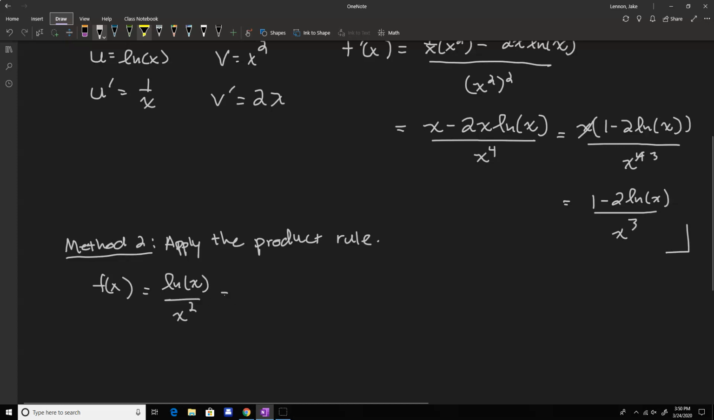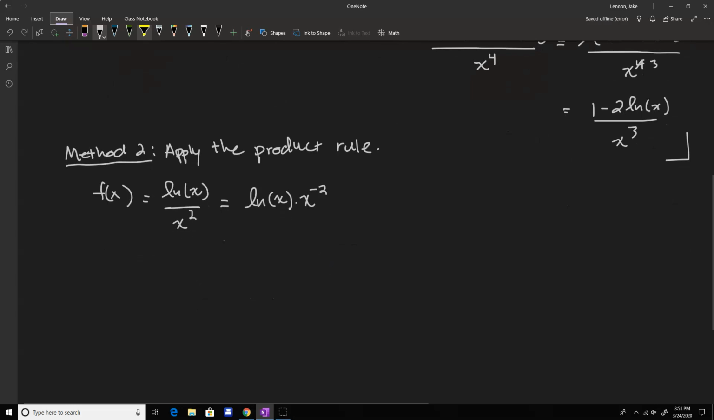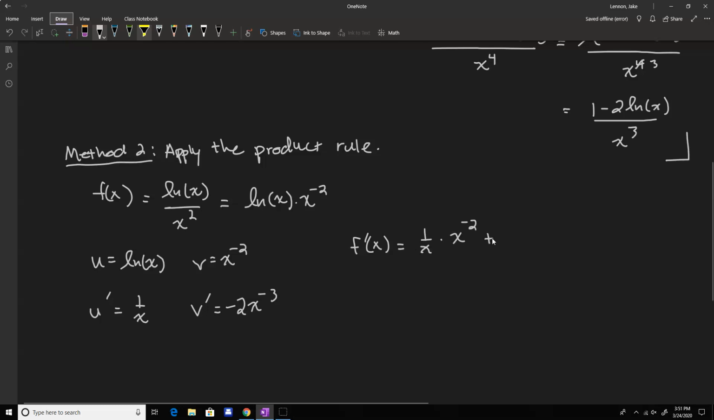Well, that looks like a quotient, but it looks like a product if we write it as the natural log of x times x to the negative 2nd power. And then when it's written as a product, we can apply the product rule. So here u would be natural log of x, v would be x to the negative 2nd, u prime would be, again, 1 over x, and v prime would be minus 2x to the minus 3. So then our product would look like, using the product rule, 1 over x times x to the negative 2nd plus my negative 2x to the negative 3rd natural log of x.